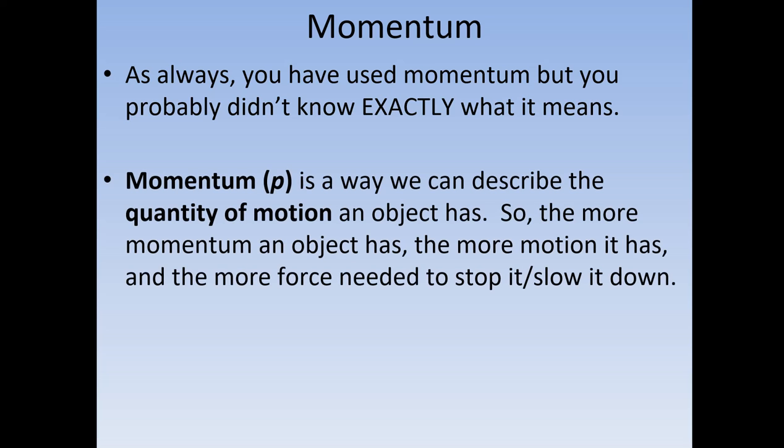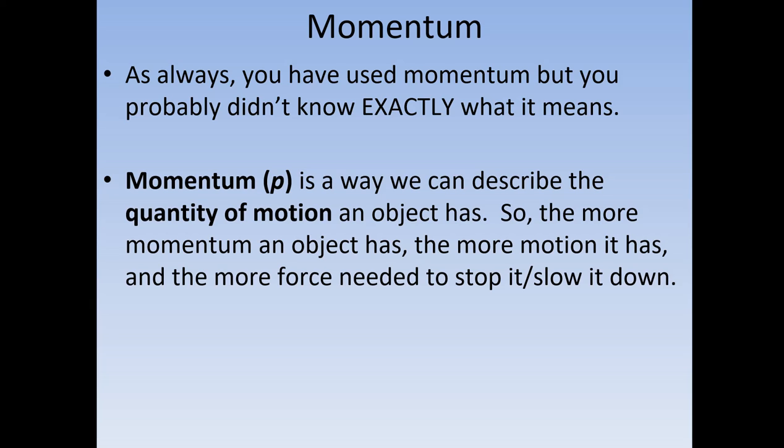So, momentum is a measurement of the quantity of motion that an object has. The more momentum an object has, the more motion it has, which means the more force needed to stop it or slow it down. In fact, this is very similar to the concept of inertia. If you recall, inertia was a measurement of how resistant an object is to motion, resulting in the need for a force. This is very similar, except in the case of when the object starts moving.